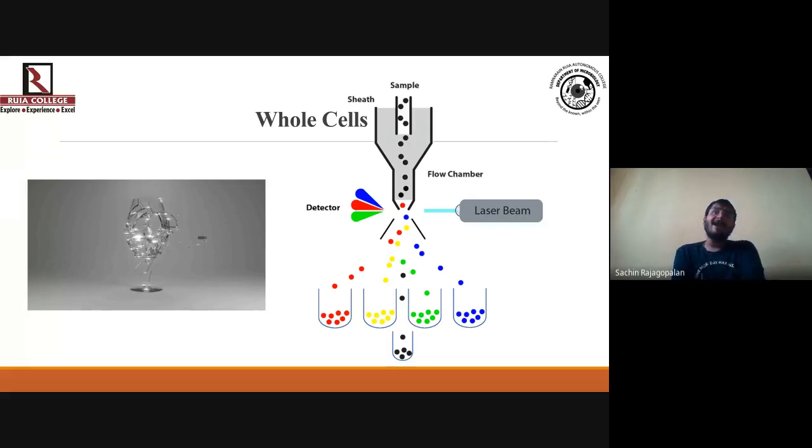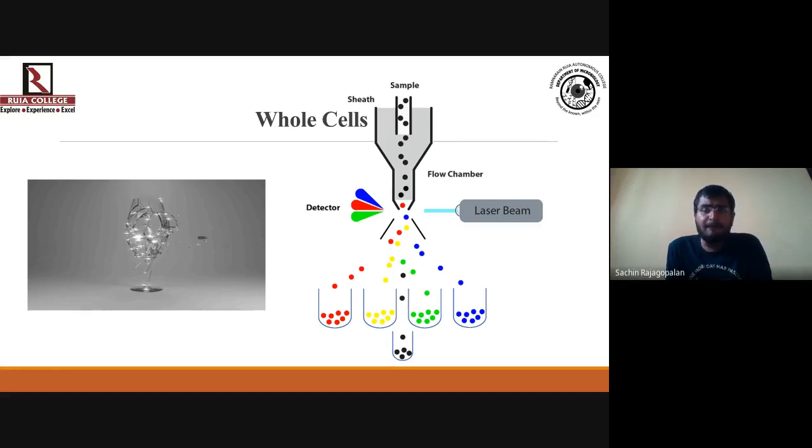So FACS advantage is that it could sort around 1,000 cells per second. Can you imagine? The speed is phenomenally great, sorting around 1,000 cells per second. It's amazing. And even with a small sample size, you still get a very appropriate segregation of cells, which is very good for researchers.